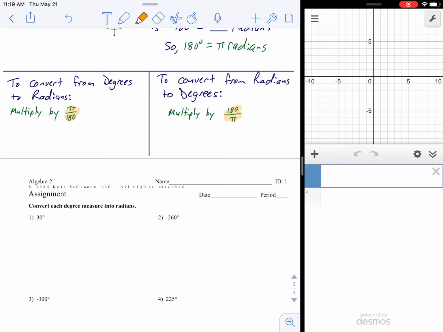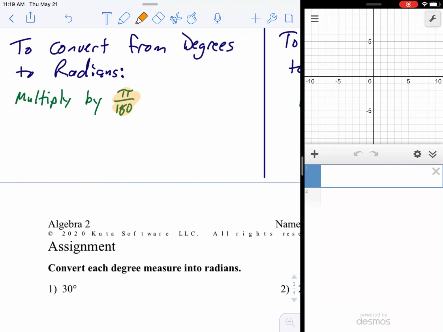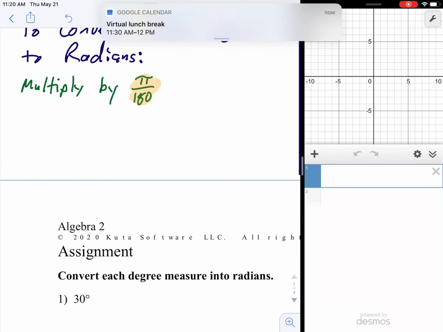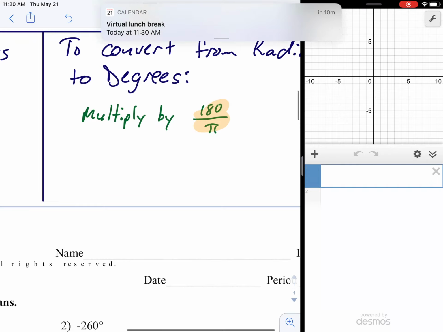I don't know if you've ever had a science class where you have to convert from degrees Celsius to Fahrenheit or inches to centimeters or whatever, but usually it involves multiplying. Often it involves fractions and labels and stuff, but we're making it fairly simple. So these are the two rules: multiply by pi over 180 or multiply by 180 over pi.